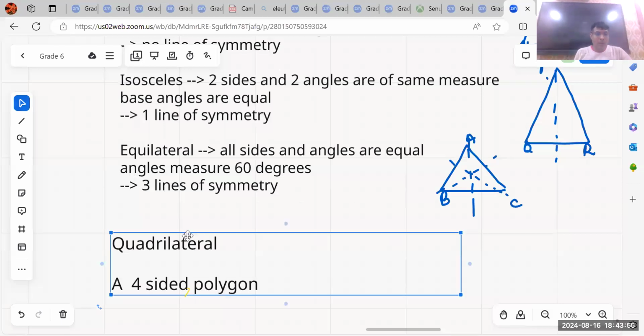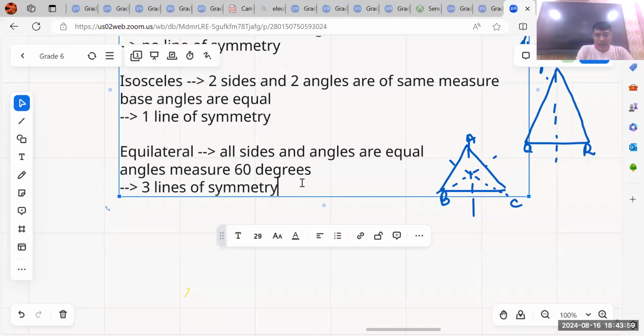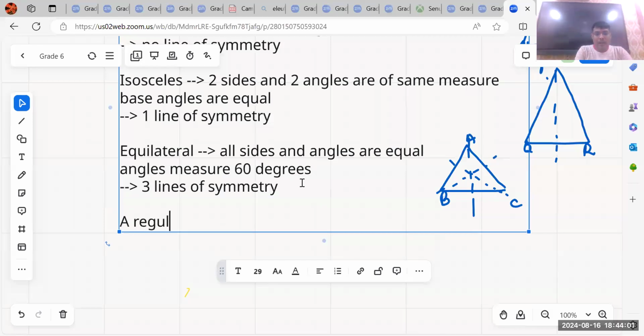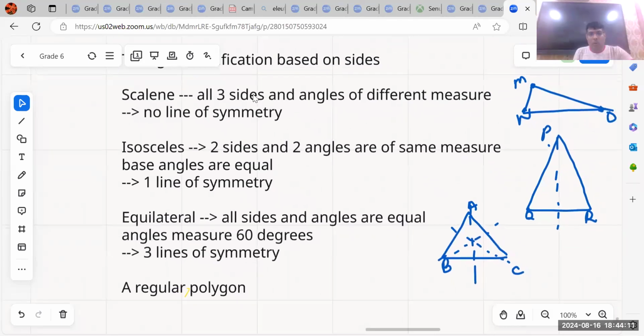Because we are talking about symmetry, I want to tell you about a regular polygon. What is a regular polygon? Can you scroll up a little? I wanted to take a screenshot for it. So what is a regular polygon, guys?